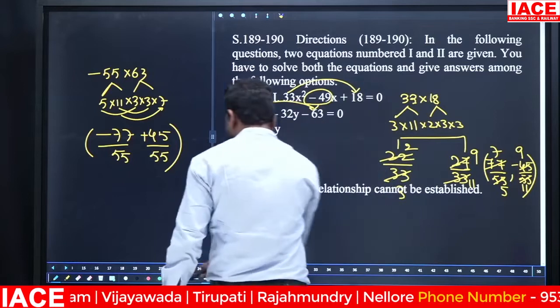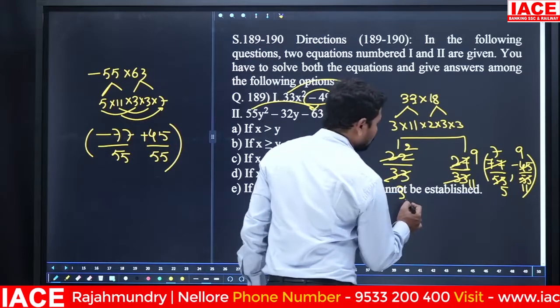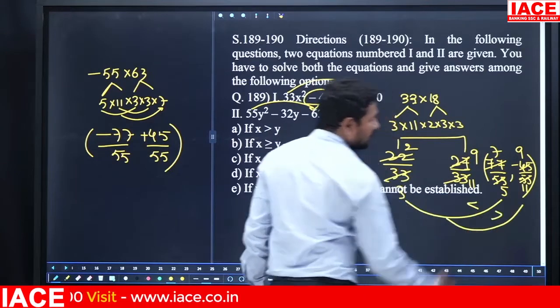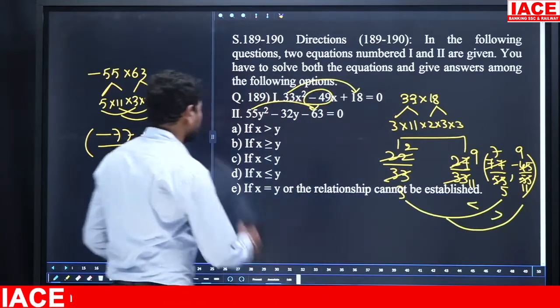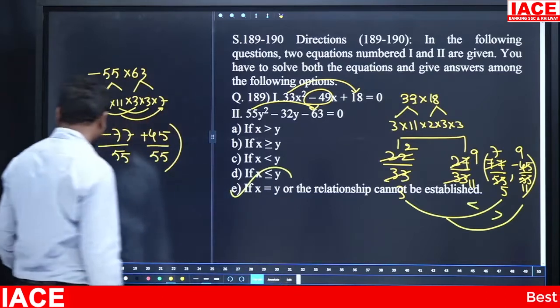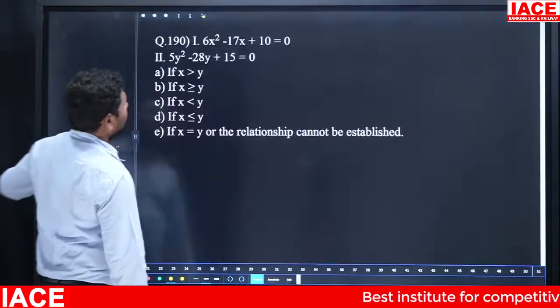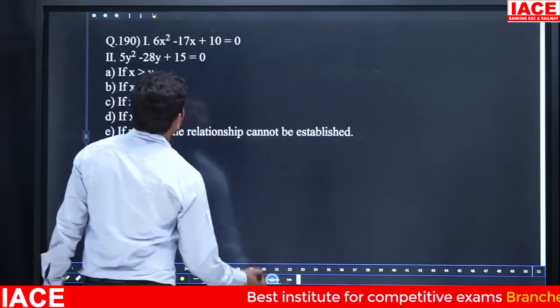Now comparing the results, 2 by 3 to 7 by 5: which is bigger? 7 by 5 is bigger. And 2 by 3 to minus value: 2 by 3 is bigger. Then one is less than and one is greater than, which means the relation cannot be established. Option E.